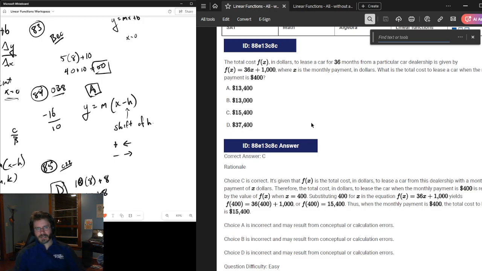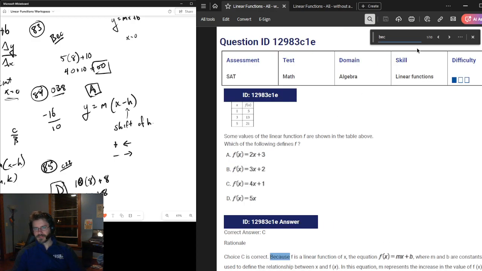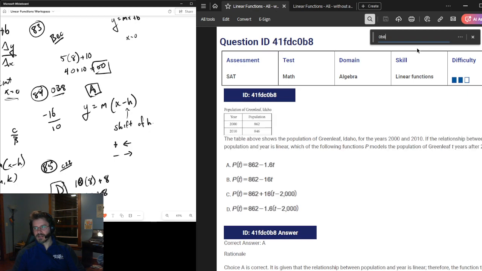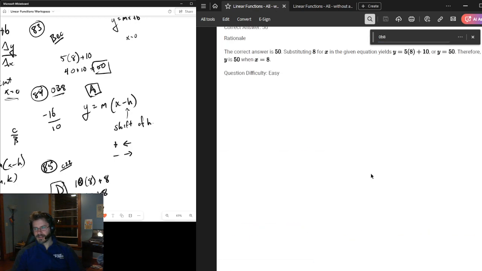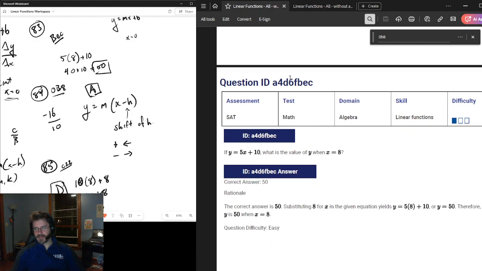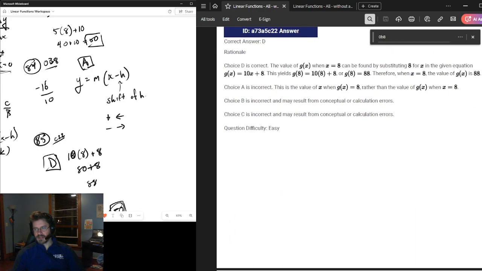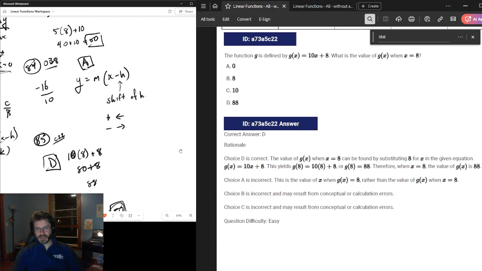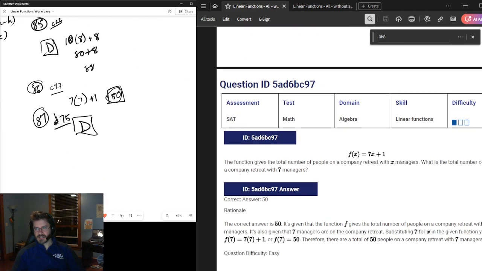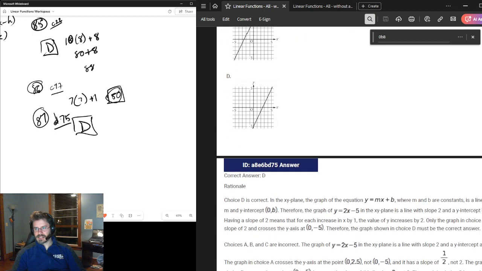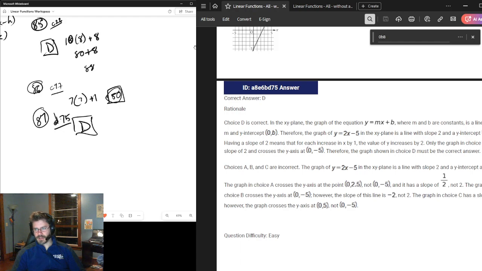We got BEC as our code, BEC. That's too generic. Let's do 0B8. Go up one. Here we go, BEC. All right, we got 50. A. C22 should be D. C97, we got 50 again. And number 87, D75, we got D.